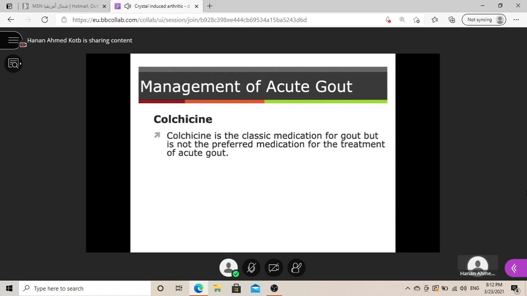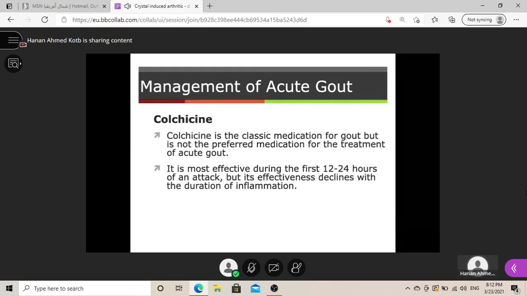Colchicine is the classic medication of gout, but it is not the preferred medication for the treatment of acute gouty attacks, because it has a window of being effective. It's most effective during the first 12 to 24 hours. Remember when we said who's the first cell to arrive? It's the neutrophil. The main effect of colchicine is suppression of neutrophilic activity or neutrophil attraction, the chemotactic factors of it. So colchicine is most effective during the first 12 to 24 hours of an attack, but its effectiveness declines with the duration of inflammation.